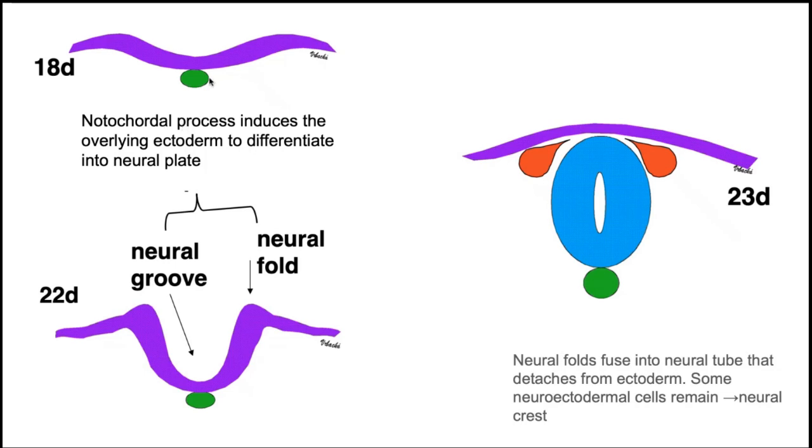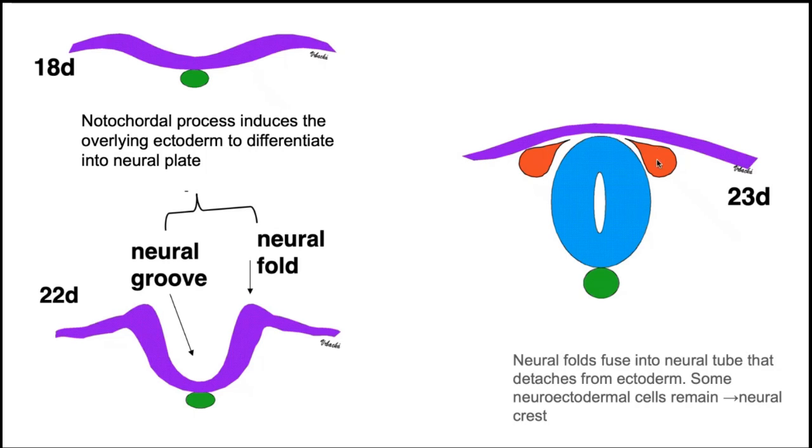We have our notochordal process, which is going to be underneath our ectoderm, and this is going to induce the ectoderm to differentiate into our neural plate. Now, what is our neural plate? Our neural plate is going to consist of our neural groove, as you guys see here, and our neural folds. Our neural folds will then fuse into a neural tube, which is this blue structure, and it's going to detach from the ectoderm.